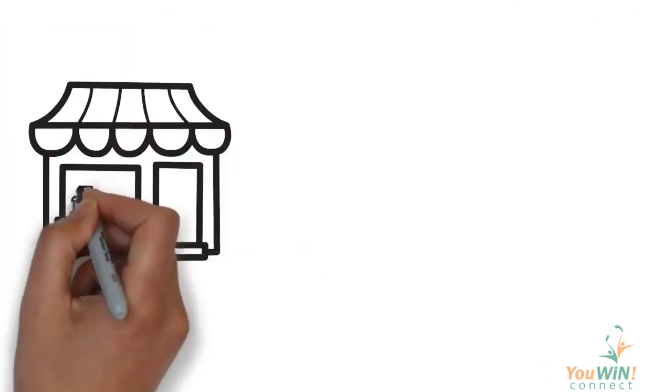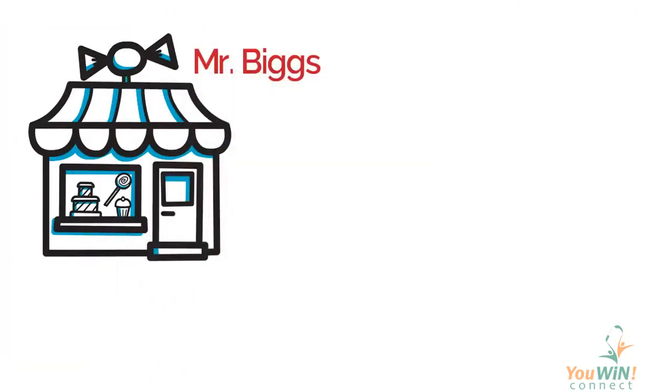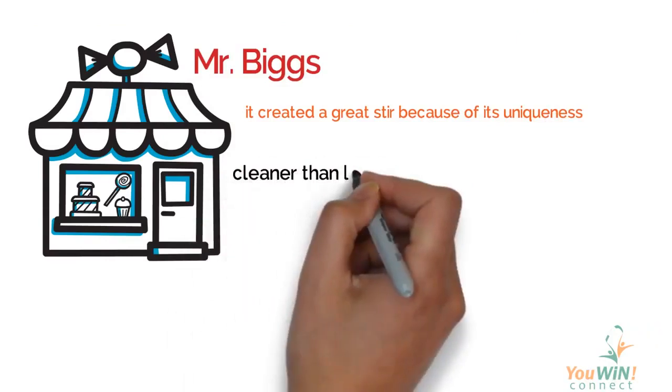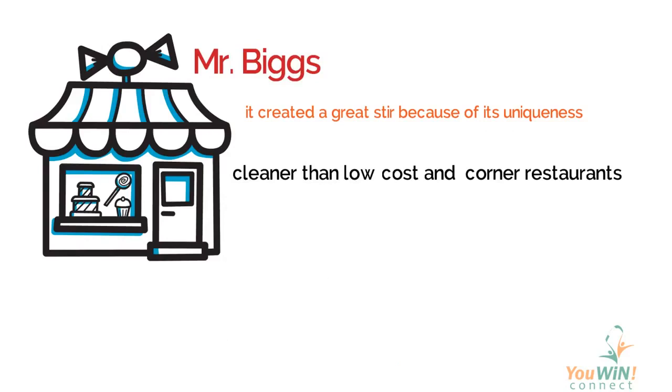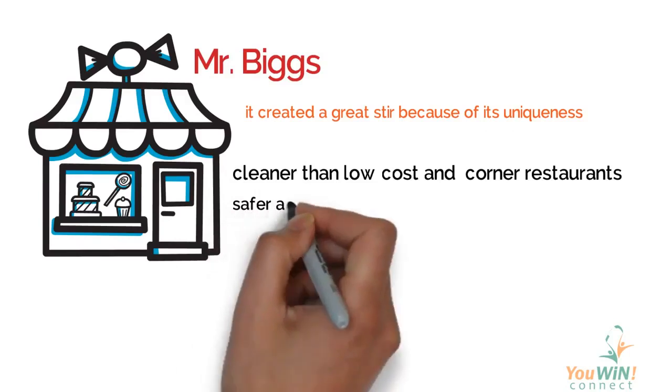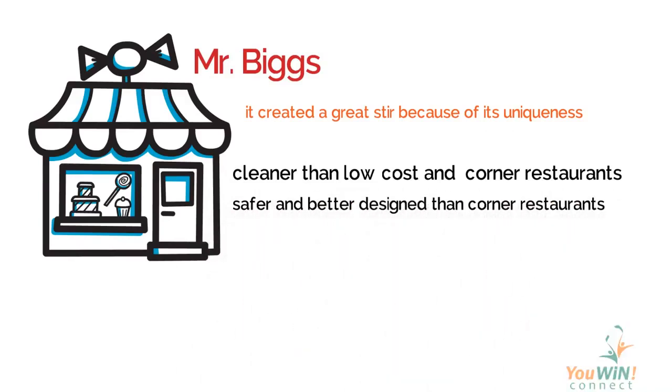Let's use another example. When Mr. Big's fast food chain was first introduced in the early 90s, it created a great stir because of its uniqueness. It had much more modern, cleaner facilities than the low-cost and corner restaurants. It was safer and had better designs than most restaurants around.